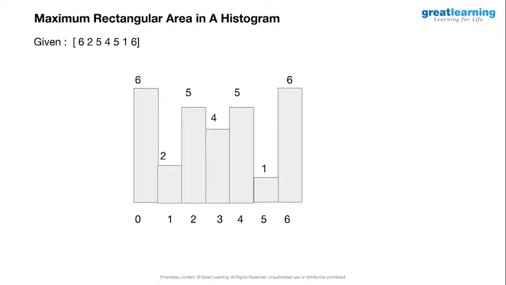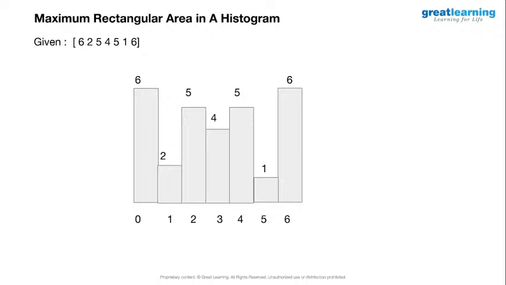So for 4, what will be the maximum area covered by the rectangle? How can I expand this 4 on the left hand side? It is up to 5, and on the right hand side it is also 5. So this will be the rectangular area I will get from index 2 to 4, right guys? And how to calculate the area? It is length into breadth. Now how will I calculate the length? The index on the right hand side of the 5 is 4, and for the pillar on the left hand side it is 2.